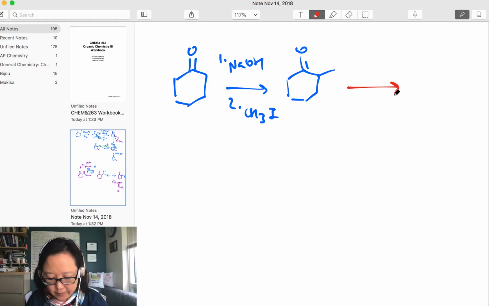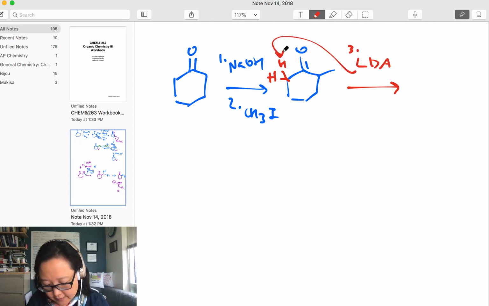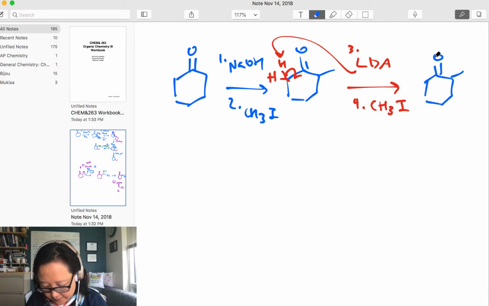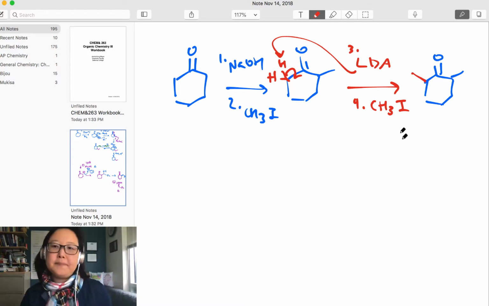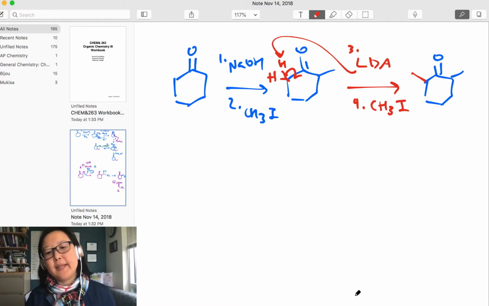So what base do you want to use? Do you want to use a small base or a bulky base to deprotonate over here? Hopefully you know you need a bulky base. So LDA is bulky, it'll come over here. And then I'll do my alkylation over there. So I'll just do another one. Okay, so that's how we do that one. If I wanted the dimethyl group over here, I would use a small base, and it will have that be the major product because that's a thermodynamically more stable enolate when it's more substituted on that side.